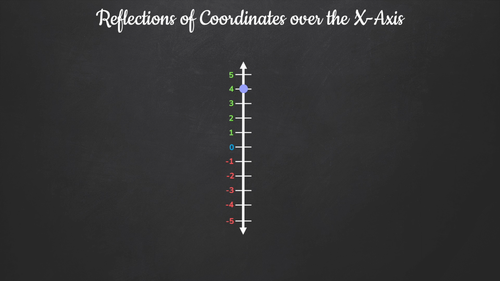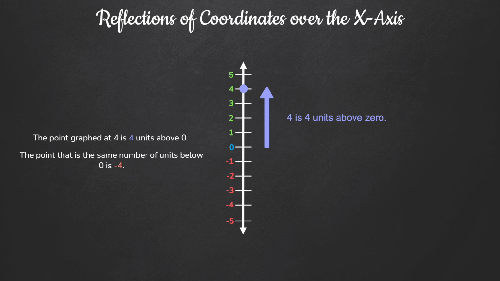To get us started, here we have a vertical number line with the number 4 graphed on it. So the point graphed at 4 is 4 units above 0. The point that is the same number of units below 0 is negative 4, which means that negative 4 is the opposite of 4. Whenever we're working with reflections, we're also going to be working a lot with opposites.